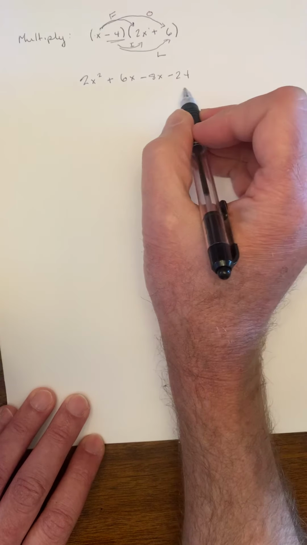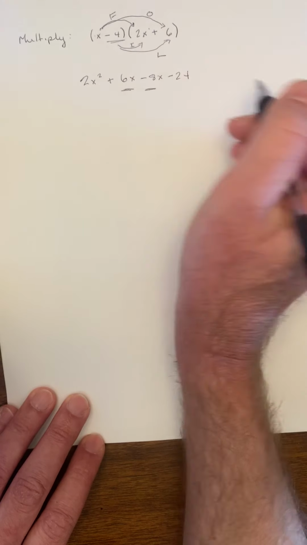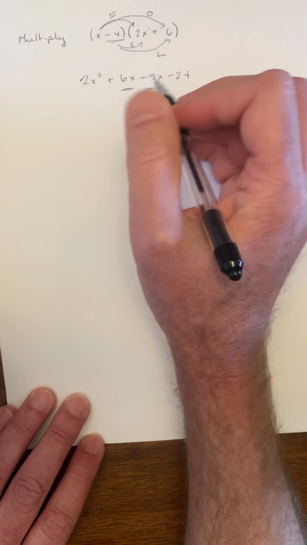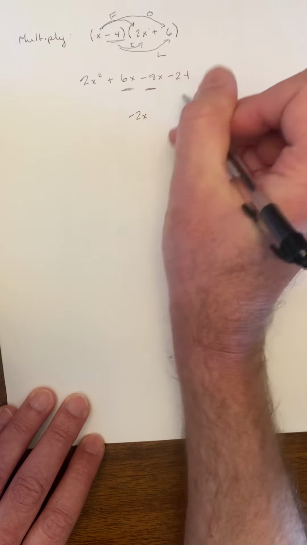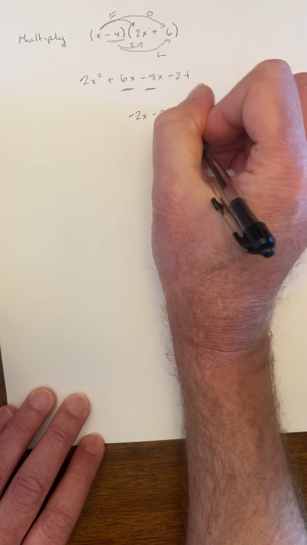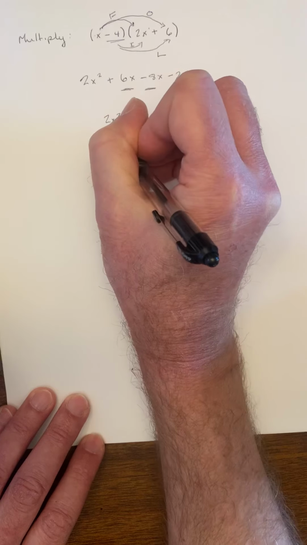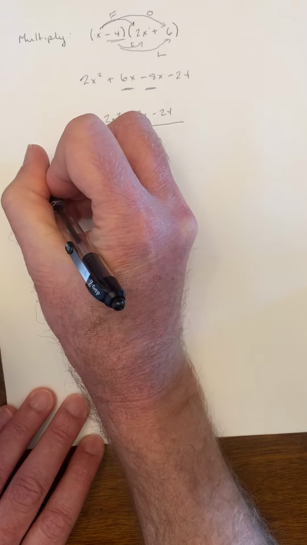Now I need to double check, can I combine any like terms? And once again, I have 6x and I have negative 8x. Those are like terms. 6 and negative 8 makes negative 2x. We still have that minus 24, and we still have that 2x squared. So there is my multiplication.